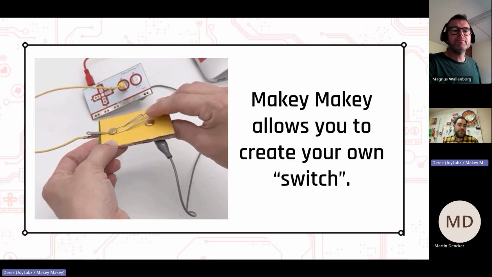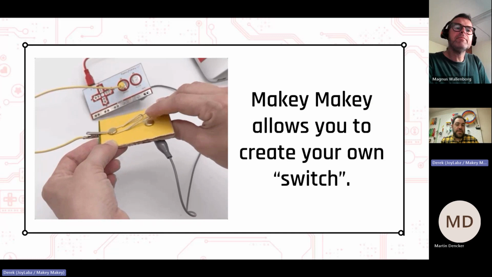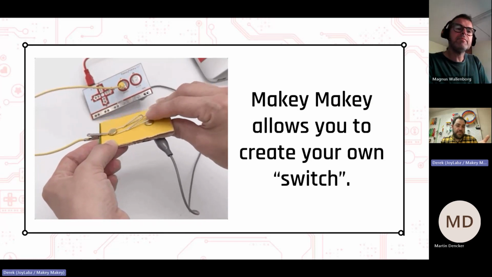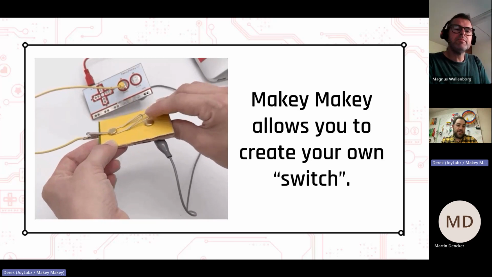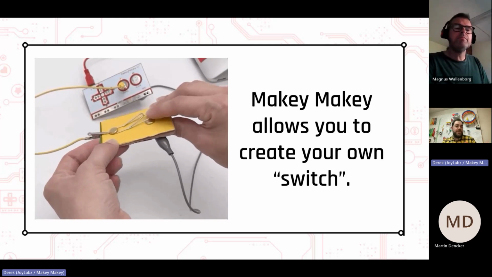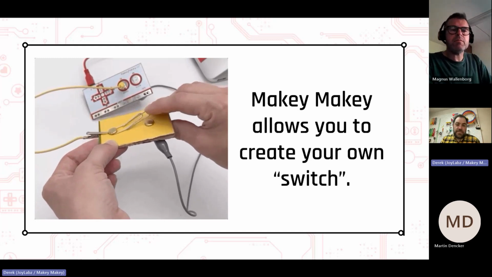So here's a demonstration of a switch. So you can see the Makey Makey, the little lights lighting up for the space bar, showing that it's being pressed. But Makey Makey allows you to create your own switches, and this is basically a paper clip and some brass fasteners, and just alligator clip to the Makey Makey, and you can make your own space bar. And from here, use the invention kit to make more and more elaborate inventions.